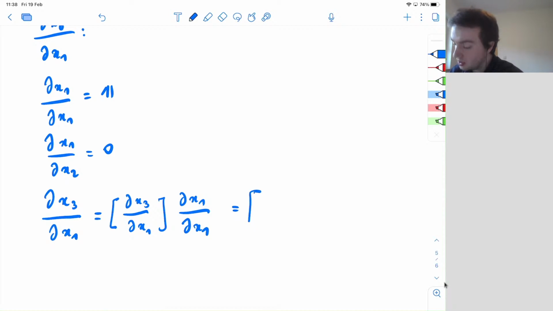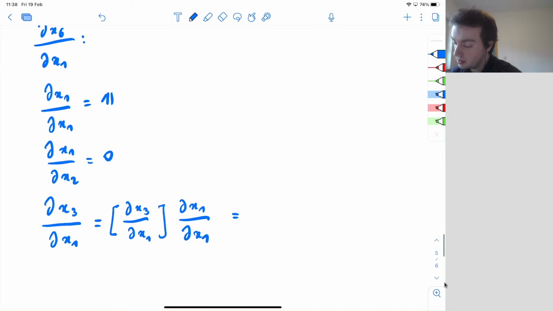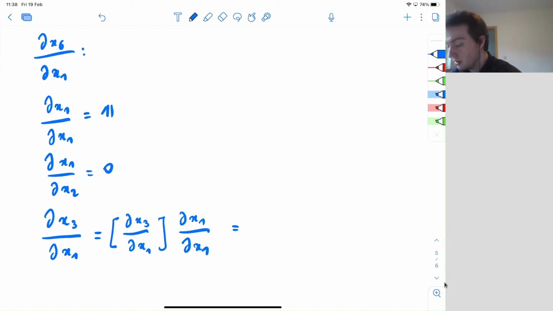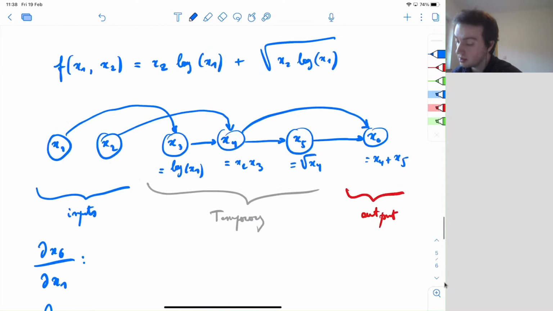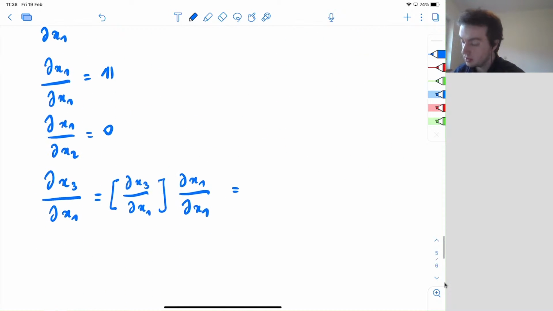So this would be equal, so x3, let's assume everything corresponds to scalar values to make things easy. So that we would want to compute the derivative of x3 with respect to x1, given that x3 is the log of x1, so the derivative is 1 over x1 times 1. Okay?